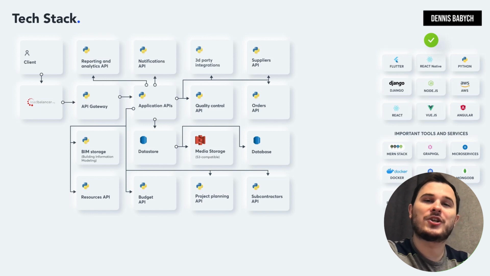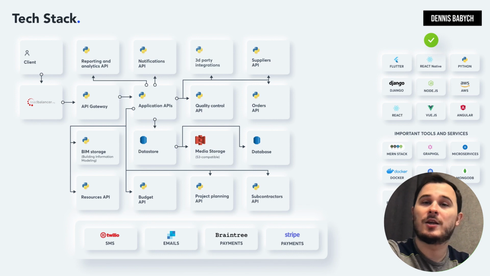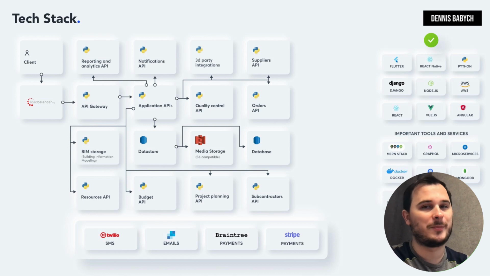Additionally, leveraging third-party services like Stripe and Braintree for payment processing, Twilio for SMS, and SendGrid for emails can expedite your development timeline. Remember, it's crucial to choose the appropriate tech stack for each stage of your software development journey.